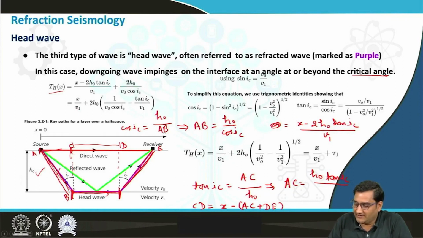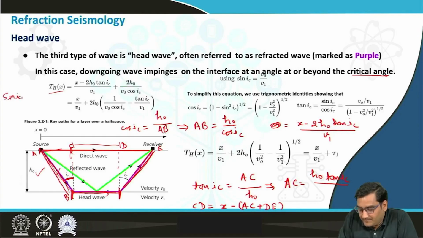So the value of tan IC and cos IC you can find out from Snell's law. So using Snell's law, because the ray is coming at the critical angle here, you can see. So what you can write, sin IC divided by the velocity of the first layer V naught, that is equal to sin 90 degree. The angle of refraction is 90 degree because the ray is critically refracting, divided by V1, that is Snell's law. And when we use it, then we can get the value of sin IC, because sin 90 is 1, that will be equal to V0 by V1.